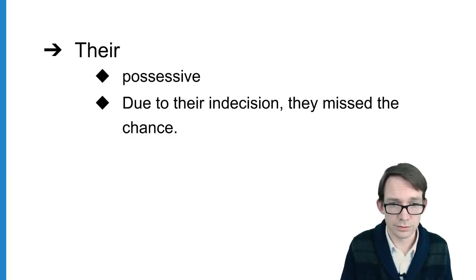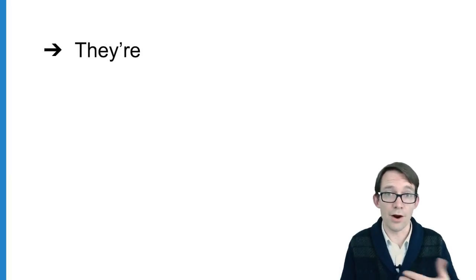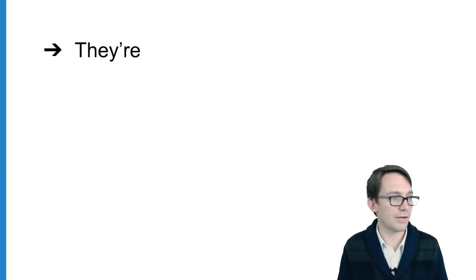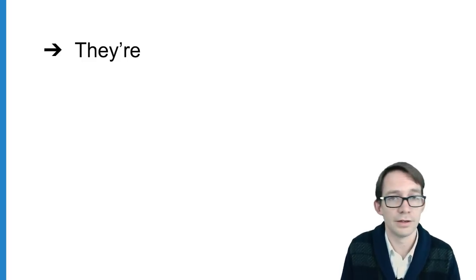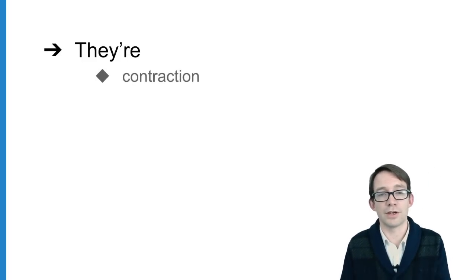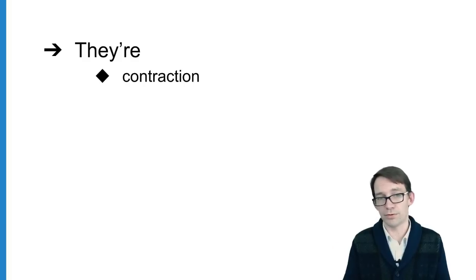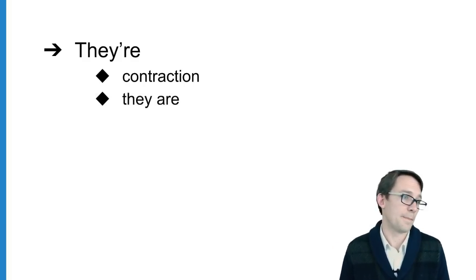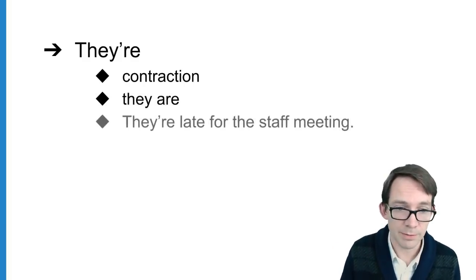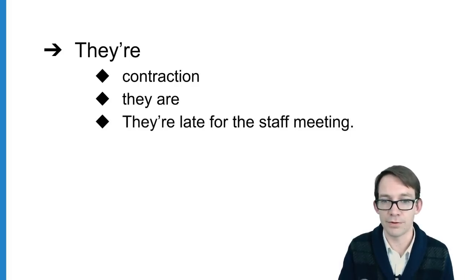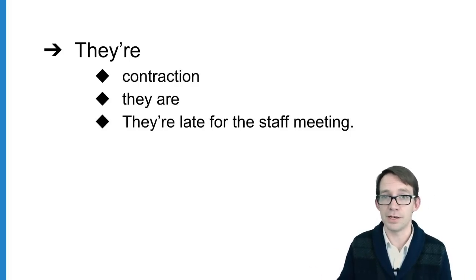And the last one, they're, this one, again, you have to be careful of. They, apostrophe R-E, is a contraction. It's a shortened form, of course, of they are, okay? So example here, they're late for the staff meeting. They are late for the staff meeting, okay?